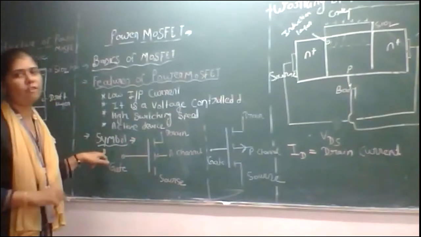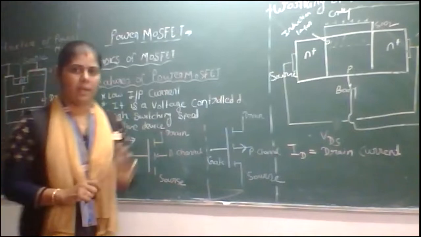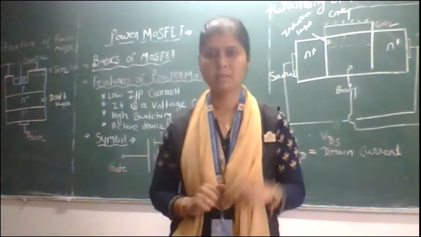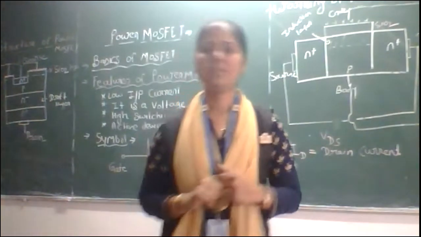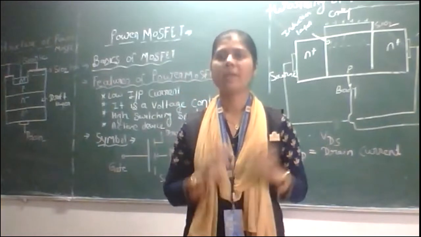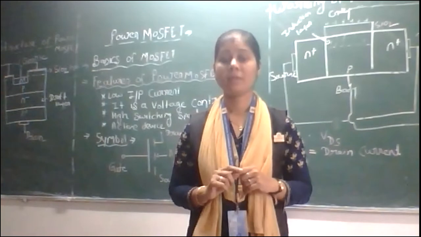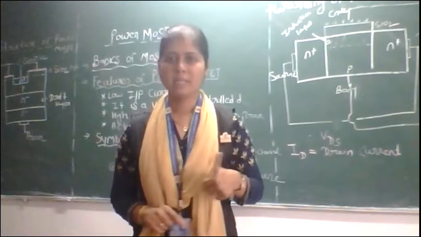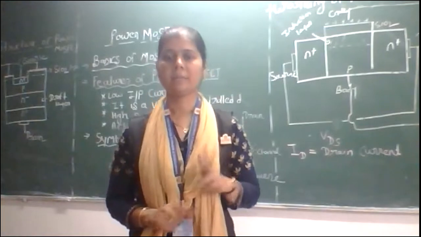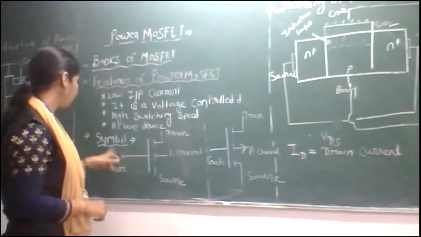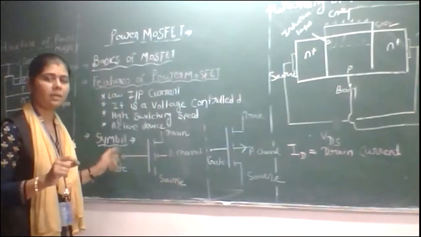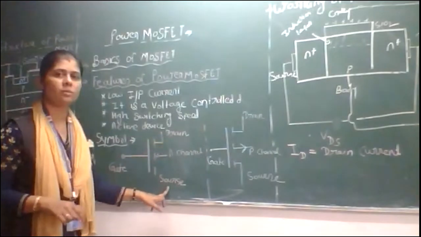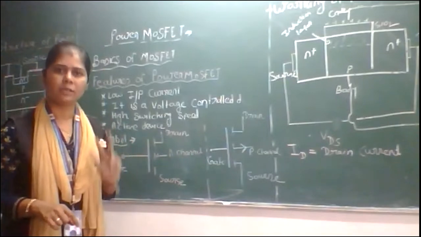Next, the symbol of power MOSFET. Everyone knows diodes have two terminals, anode and cathode. Transistors have three terminals: emitter, base and collector. Similarly, the MOSFET has three terminals: drain, source and gate. You can see here the symbol of the MOSFET. It has three terminals: gate, drain and source.